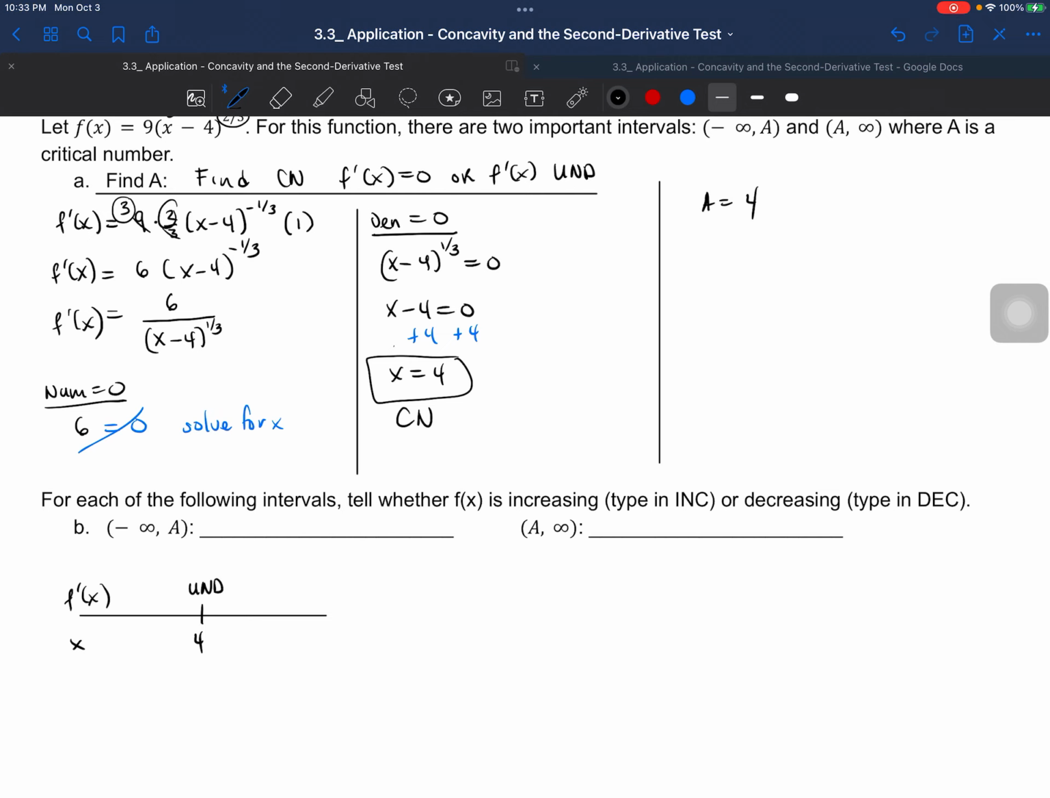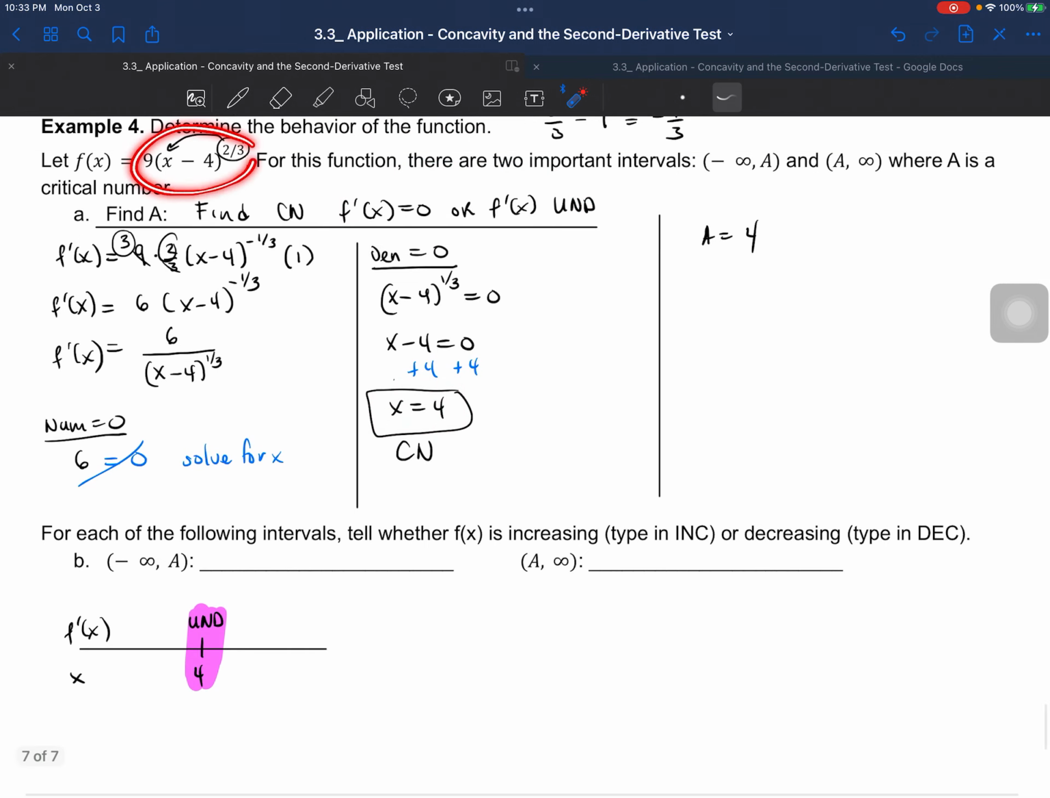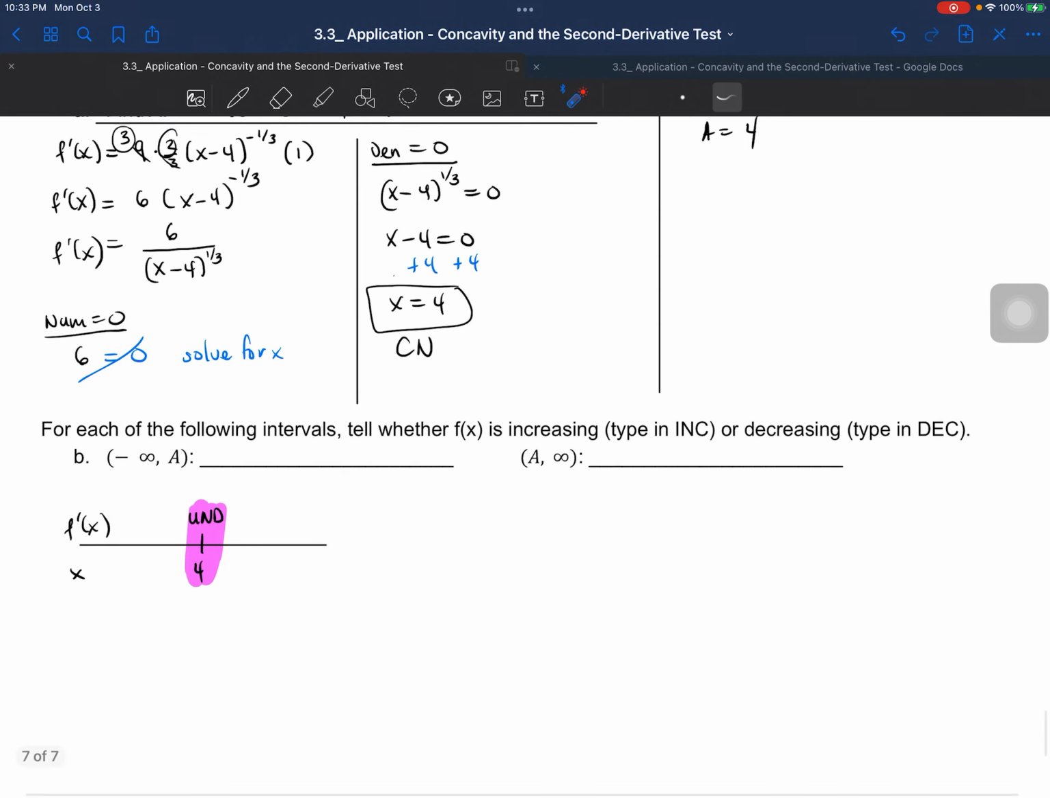the derivative is undefined. So finally we have one of those problems, right? So let me highlight this because that's a critical number. And we know it's a critical number because we end up getting one of these cases, but also because 4 is in the domain of the function, right? That means if you plug in 4 in here, you end up getting a real number, right?